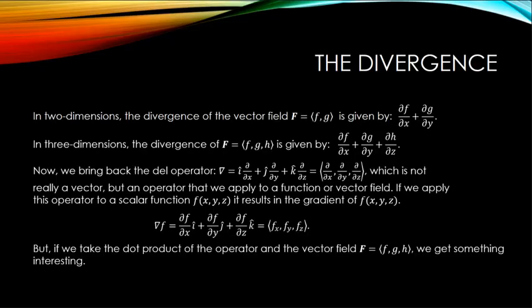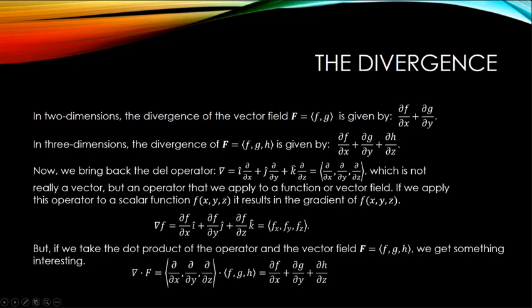But if I take the dot product of this del operator and the vector field F, given with a vector with components f, g, h, we get something pretty interesting. Del dotted with F is equal to a vector with components the partial with respect to x, the partial with respect to y, and the partial with respect to z, dotted with a vector with components f, g, h, which gives me the partial of f with respect to x, plus the partial of g with respect to y, plus the partial of h with respect to z. This is the divergence of a vector field in 3D space.